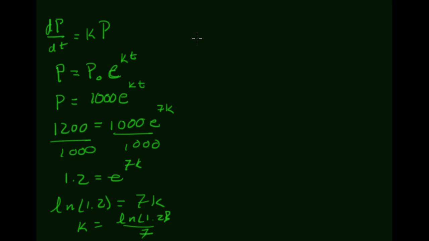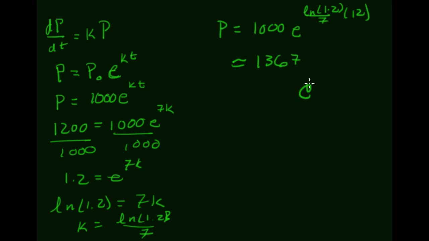Okay. So that being said, P at time 12 will be 1,000 e to the natural log of 1.2 over 7 times 12. You put that in a calculator and you're going to get approximately 1,367, which is C. All right. So that's it for problem number 4.